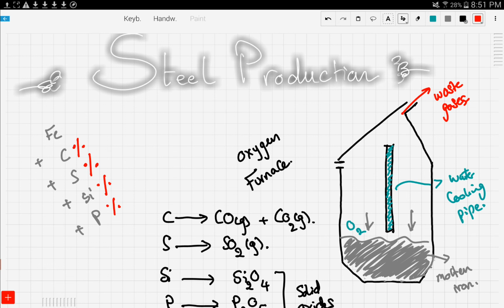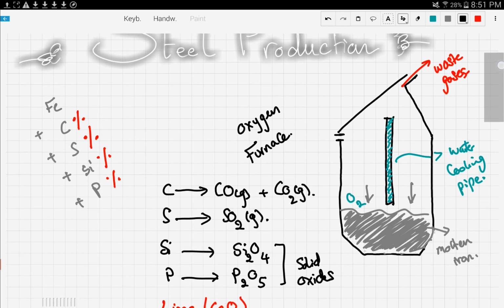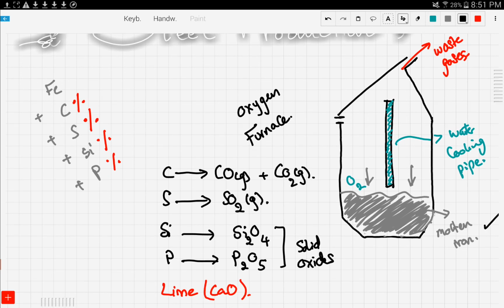So let's recap. Well, we said that the molten iron that we get from the blast furnace has some impurities, and in order to improve the quality of iron, we use a process that involves an oxygen furnace, and we use this process to produce steel. Now what happens in the oxygen furnace is that we pour molten iron and we introduce a water cooling pipe called the lance, and this pipe sprays oxygen onto the surface of the molten iron.